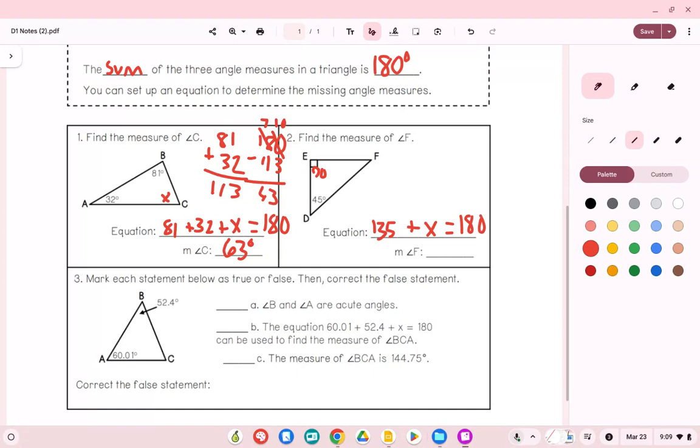So then you can see in order to solve that equation, you would just do 180 minus 135, which is 45. So the measure of angle F is 45 degrees.